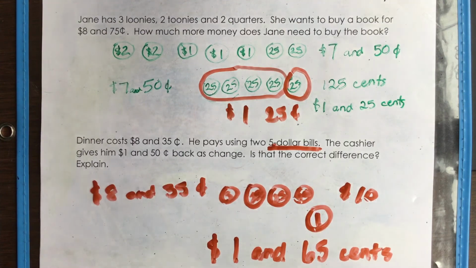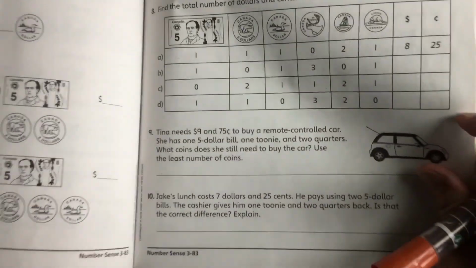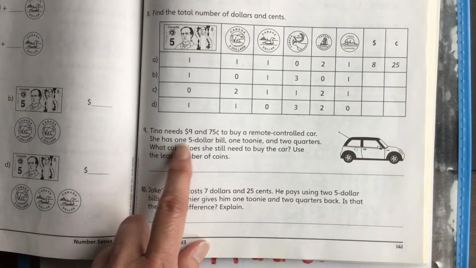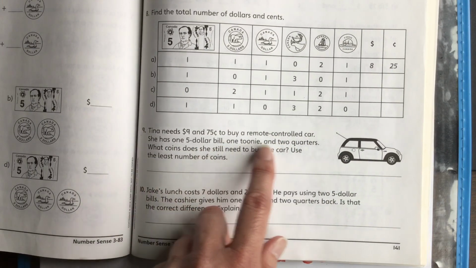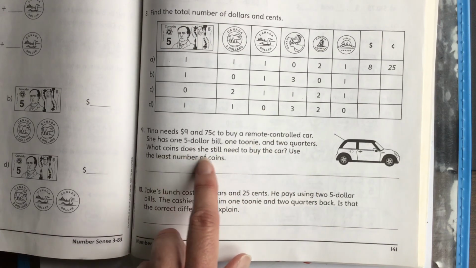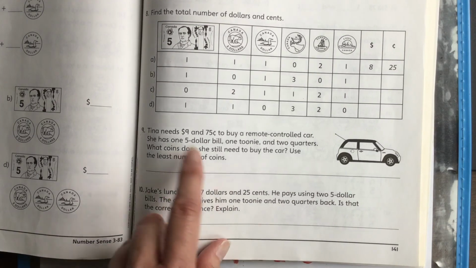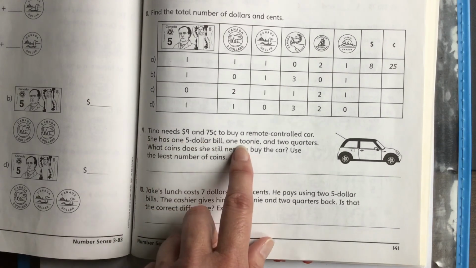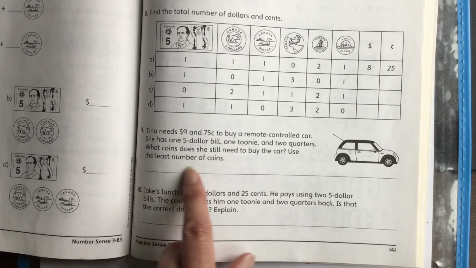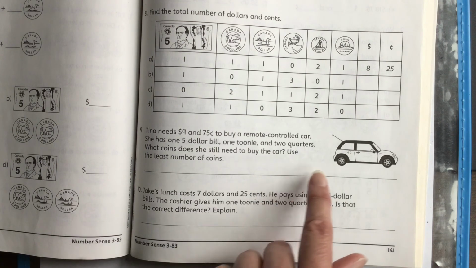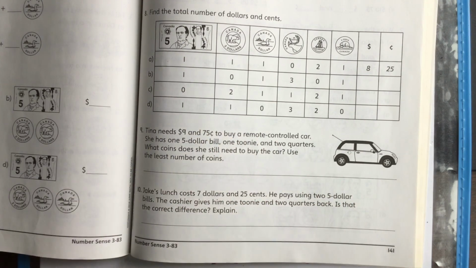Okay, everybody, so your job is to do these two questions. Tina needs $9.75 to buy a remote-controlled car. She has one $5 bill, one toonie, and 2 quarters. What coins does she still need to buy the car? Use the least number of coins. So your job, first of all, is to find out what one $5 bill, one toonie, and 2 quarters equals. You can draw it out here and find your total. Then you need to find out how many more coins you need to make this total. Okay, you can draw pictures to find out and then tell me how much more that she needs.